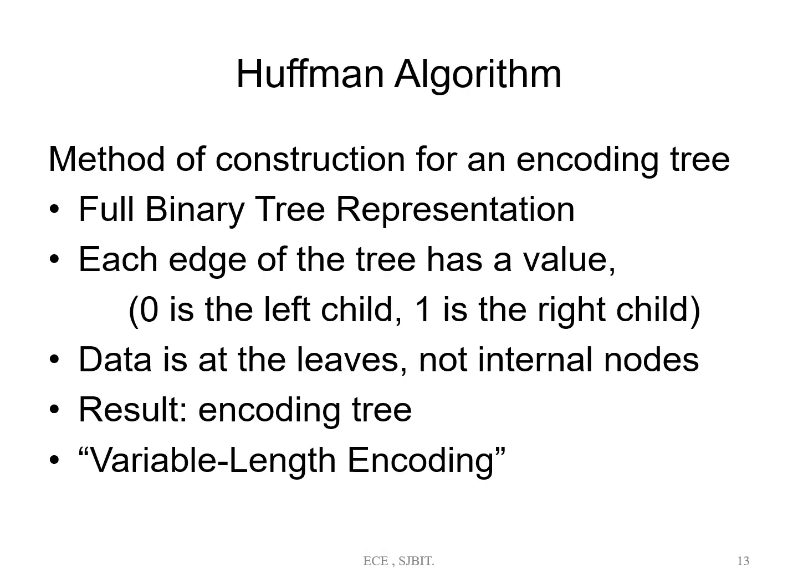Next, coming to Huffman coding. Huffman coding is a method of constructing an encoding tree, which consists of a full binary tree representation, and each edge of the tree has a value where 0 is for the left and 1 is for the right. And here the data is at the leaves and not the internal nodes, which results in an encoding tree. This Huffman algorithm will finally result in a variable length encoding process.